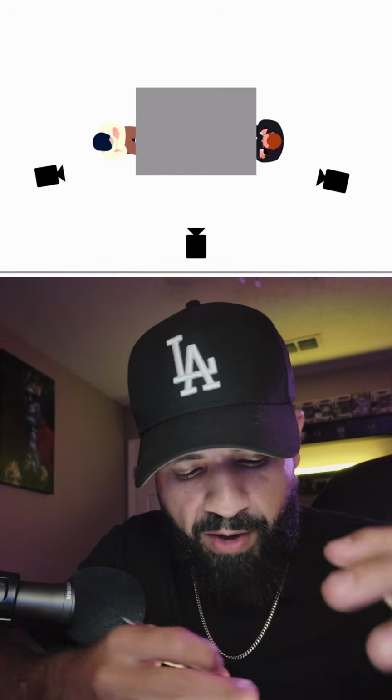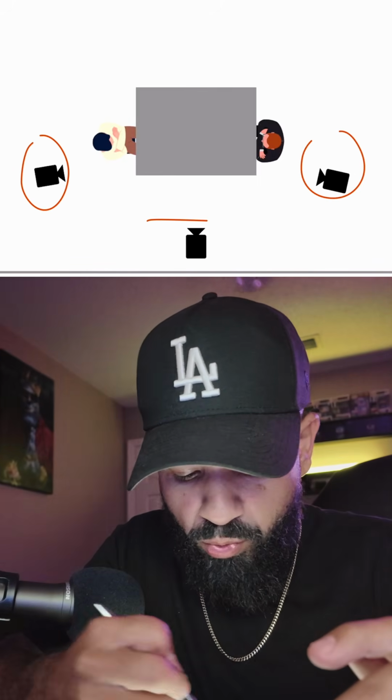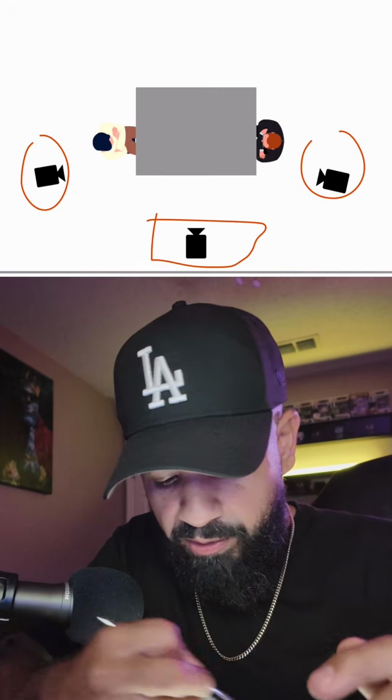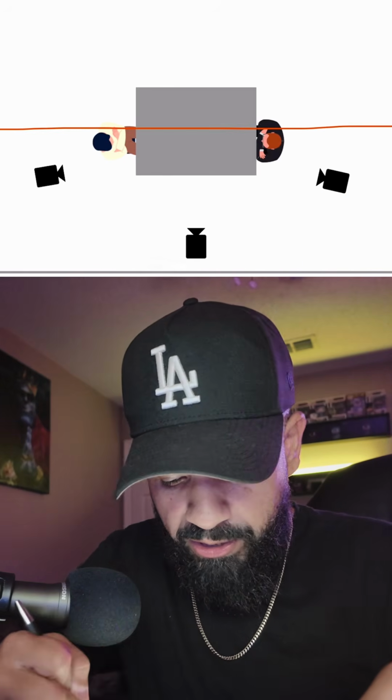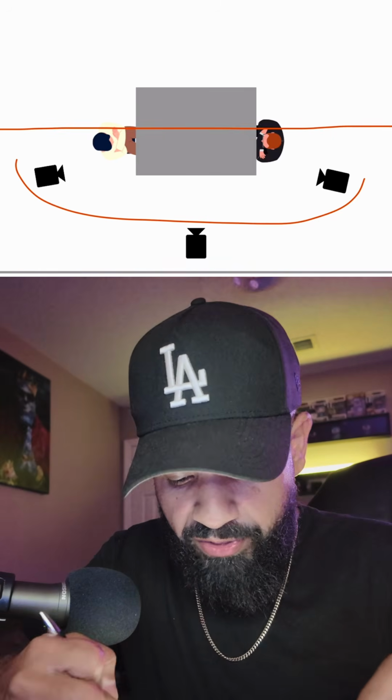Let's look at a top-down diagram that I created so I could explain this much easier. All right, so here's the diagram, and we're looking at this now from the top. We have our cameras right here, one here, one here. We don't need to worry about this one, but there's the wide shot. Let's go ahead and draw that line. So if we draw the line here, you can see our cameras stay on this side.